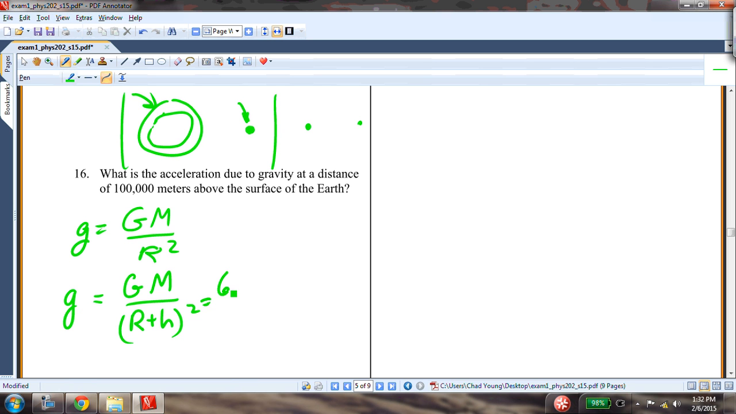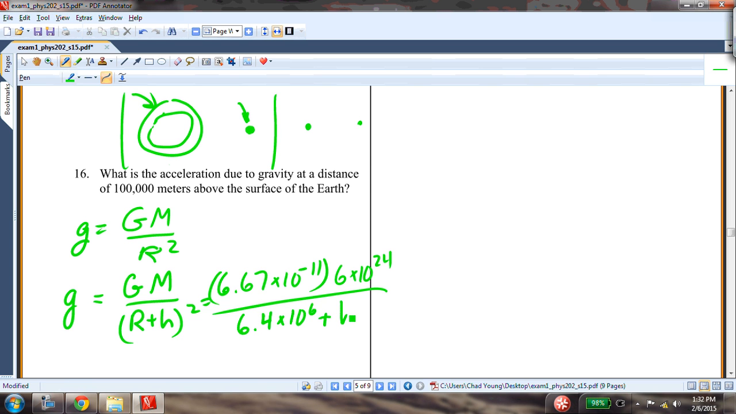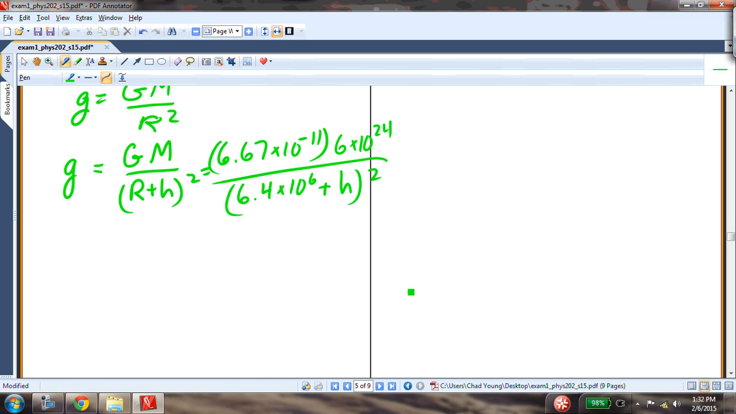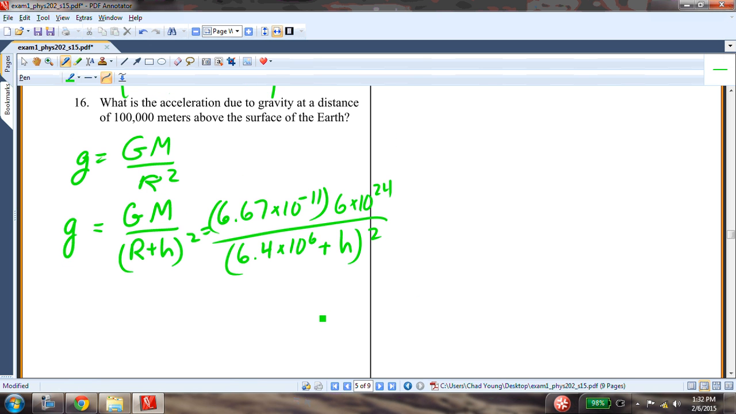And so let's see, that's 6.67 times 10 to the minus 11 times the mass of the Earth. I don't know right off the top of my head. It is 6 times 10 to the 24, divided by the radius of the Earth, which is 6.4 times 10 to the 6, plus that height, squared. Excuse me, h is given here, 100,000. So this is 10 to the 5th.